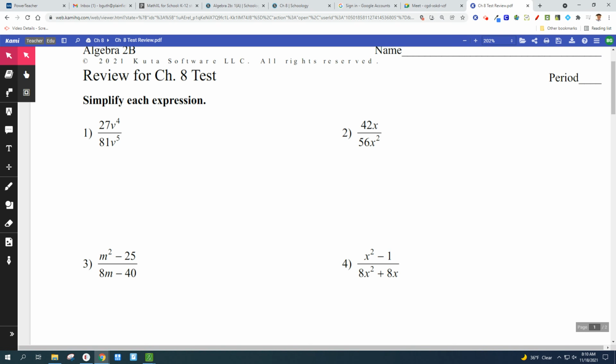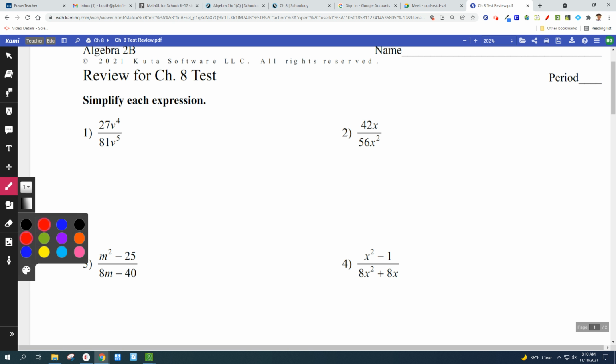Let's review for the Chapter 8 test. First, we're going to simplify expressions. Simplifying fractions, we're just reducing. I think the variables are the easier part. You can knock out 4 of those v's, which would leave you with 1 on the bottom. Then after that, you've got to reduce your fraction.